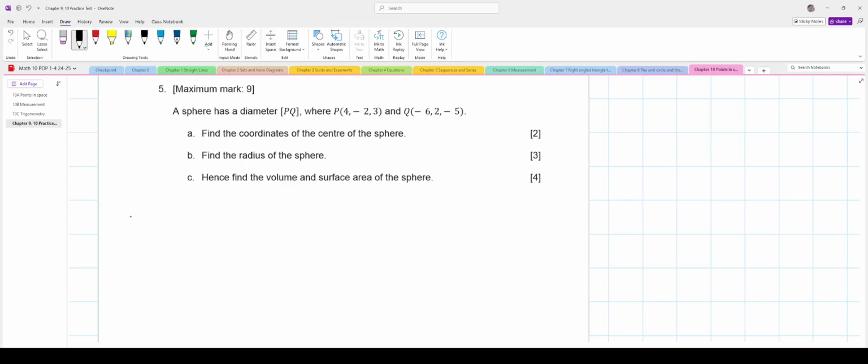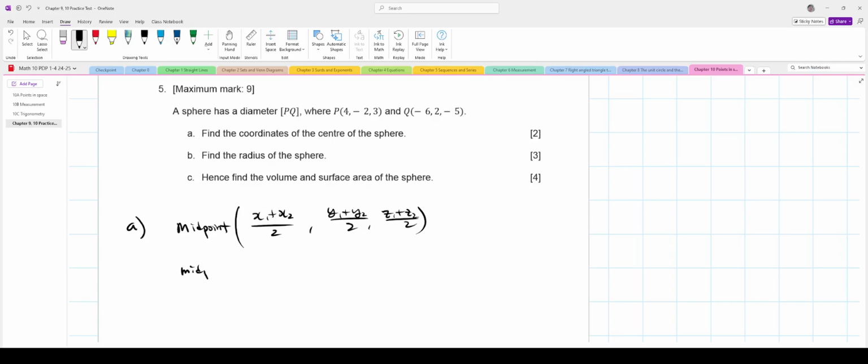Well, we know that a sphere has a diameter PQ, which means that these two points go across the center, and the diameter is two times the radius. So I think finding the midpoint of P and Q will help us find the coordinates of the center of the sphere. So how do we find the midpoint? The midpoint is given as x1 plus x2 divided by 2, y1 plus y2 divided by 2, z1 plus z2 divided by 2.